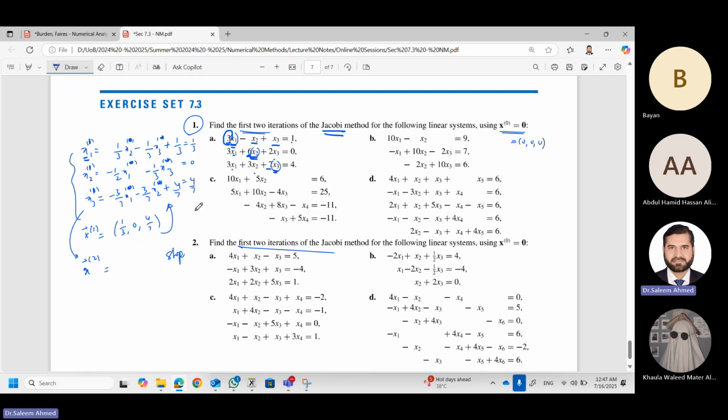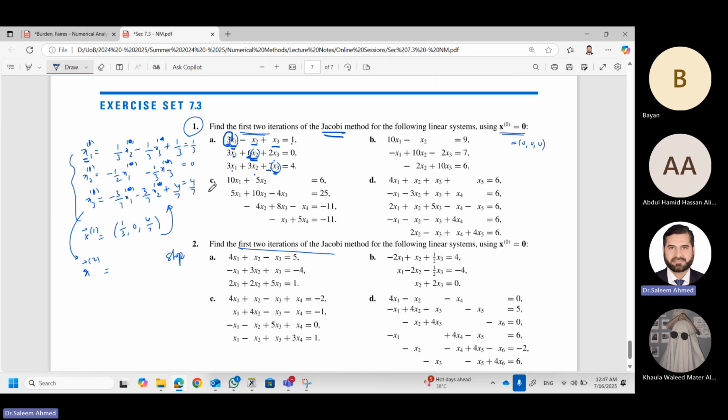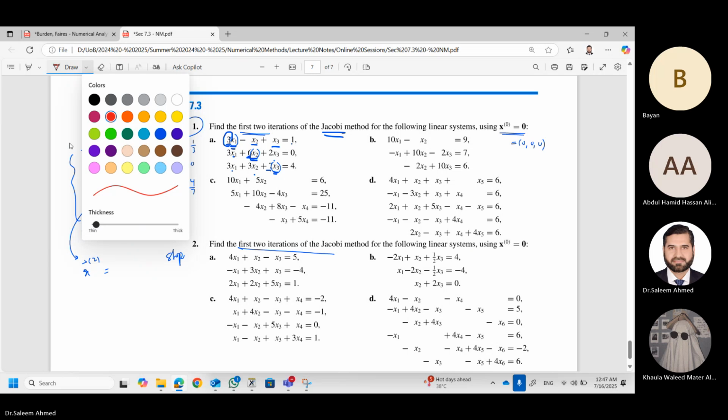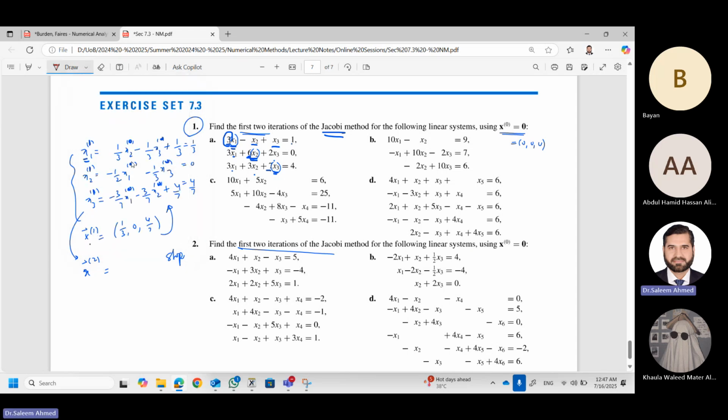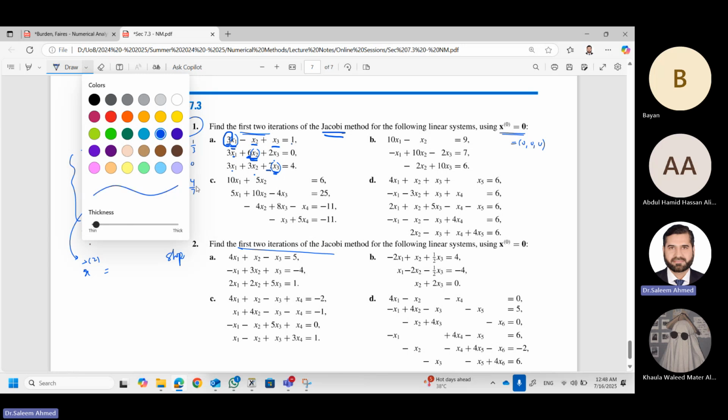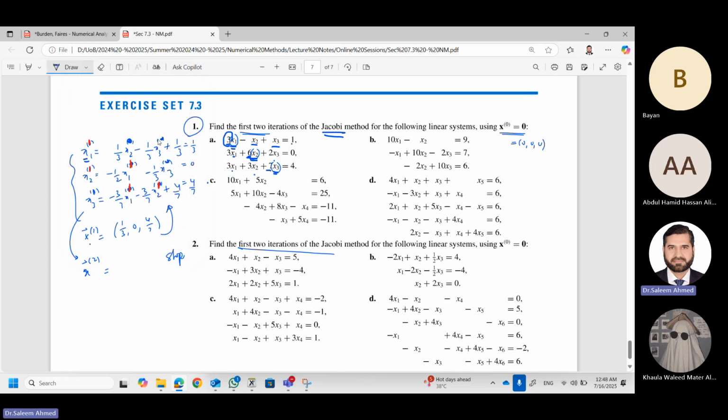But if you use Gauss-Seidel, then you will not use 0 here. You will use 1 here because you got x1. So why not use 1 here? Then you got x2 1. So why not use x2 1 here, 1 here? So see, below the diagonal, you will get the new one. Above the diagonal, you still have the old one. You see, above the diagonal, you still have 0, 0, 0. But below the diagonal, you have 1, 1, 1. That's the only difference between Jacobi's and Gauss-Seidel iteration.